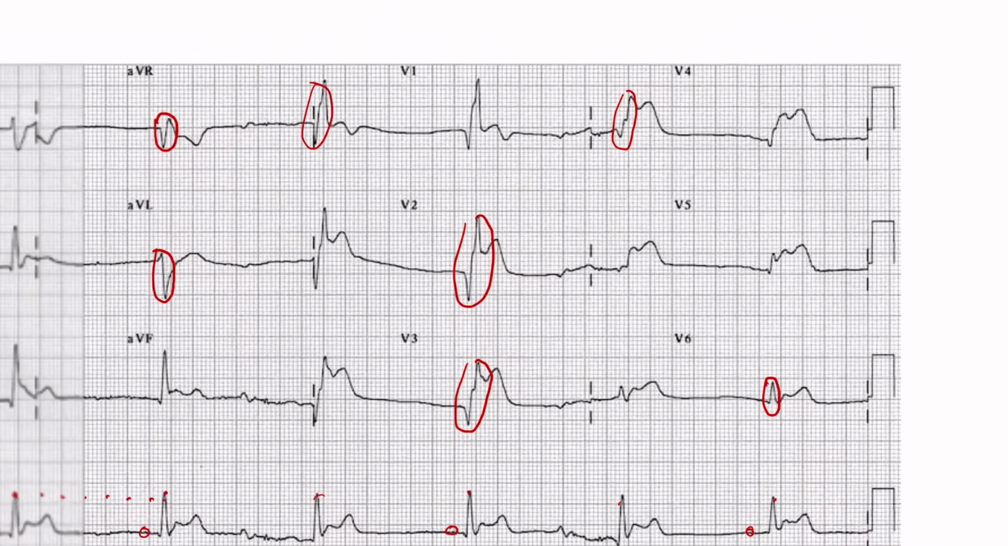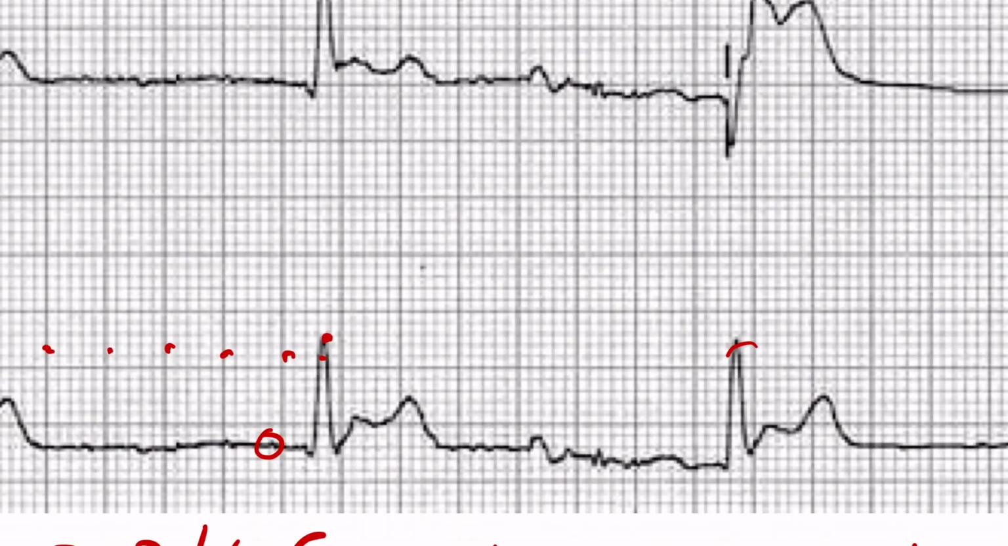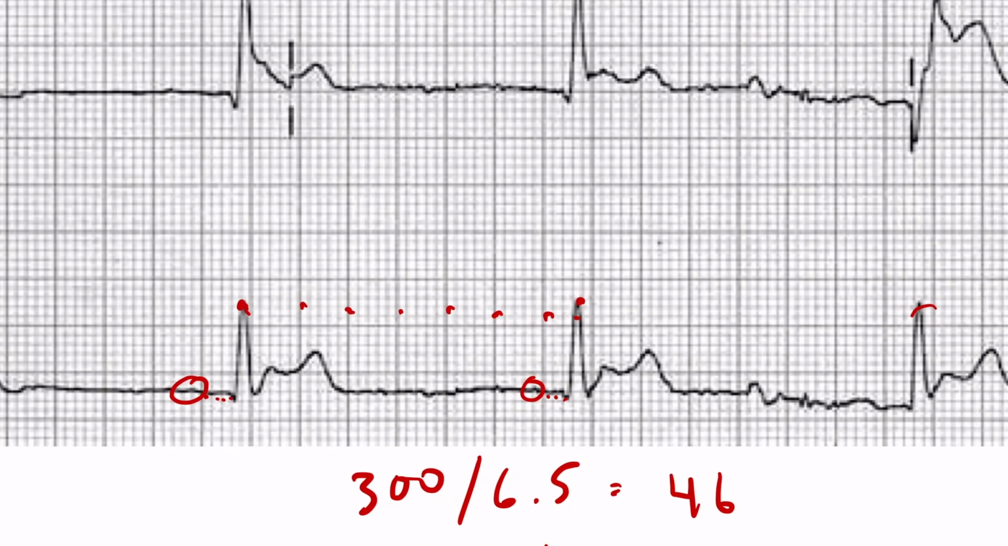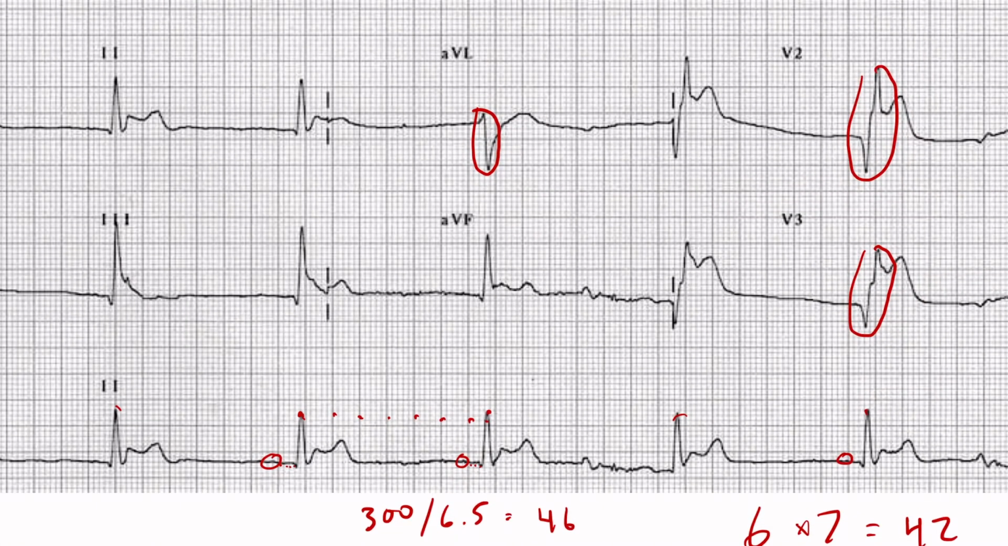Next, we'll look at the PR interval. So if we zoom in here, a normal PR interval is going to be less than 200 milliseconds or 5 small boxes. So this is 1, 2, 3. It's about 4. And since this is about the same all the way across, we can say that the PR interval is normal. Finally, we'll take a look here at the ST segments.